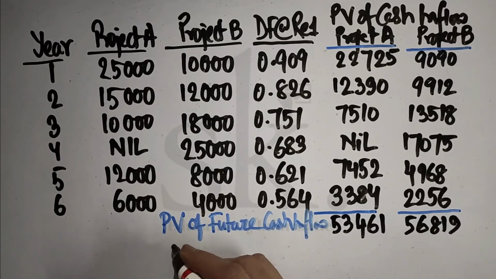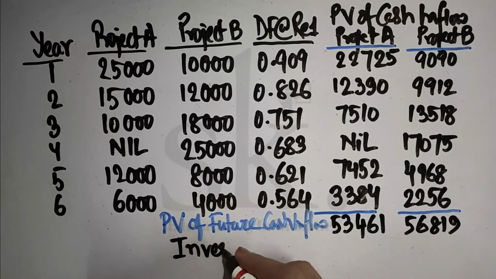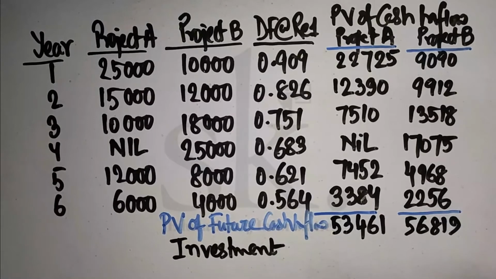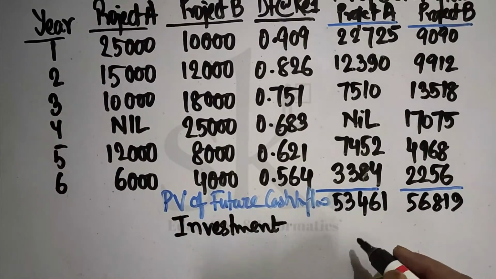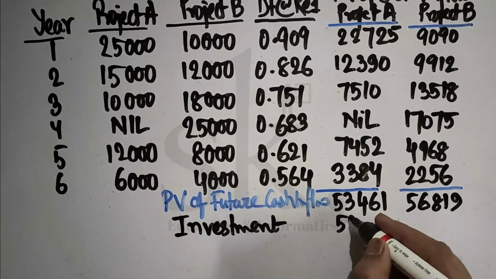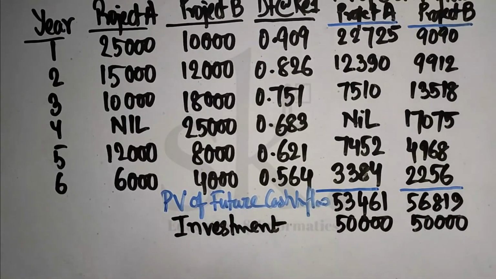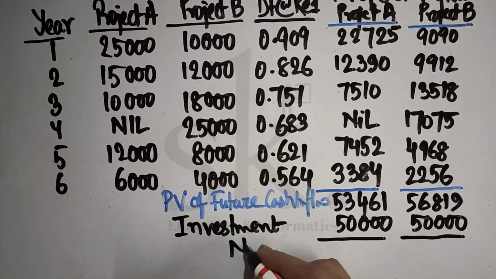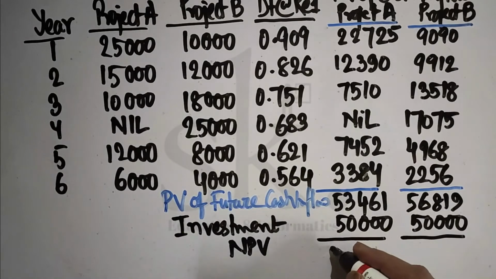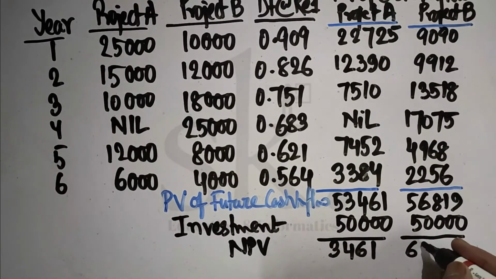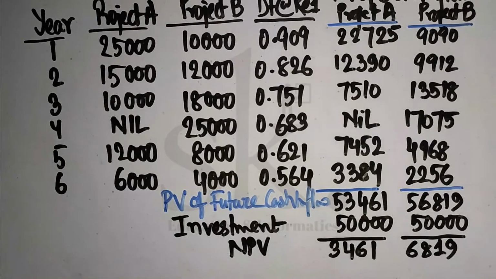Now we are aware that the problem itself states that the initial investment is ₹50,000. So the investment, which is the initial investment which happened in the 0th year, can also be termed as PV of cash outflow. So how do we calculate this? We put the investment figure 50,000 here. So 50,000 is the PV of cash outflow, which is the investment of 50,000 for both the projects. If I subtract this right now, I'm going to get NPV. So NPV for the first one is 3461, and for the second one is 6819.